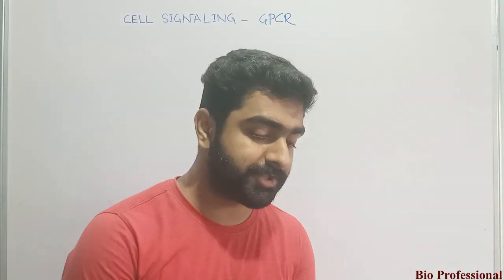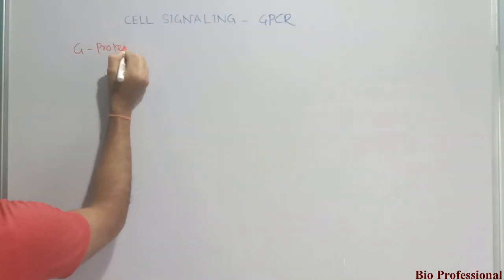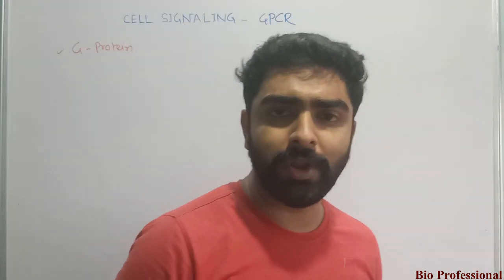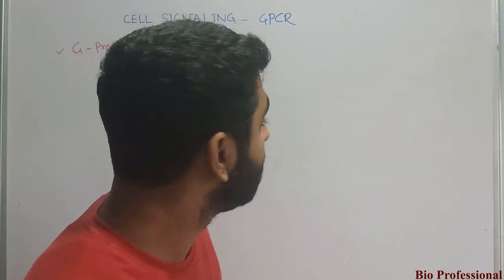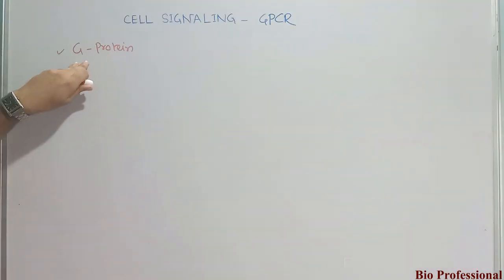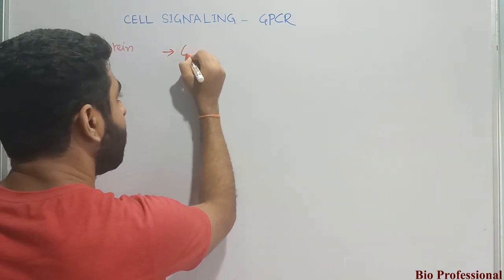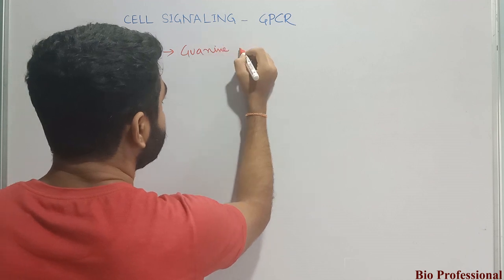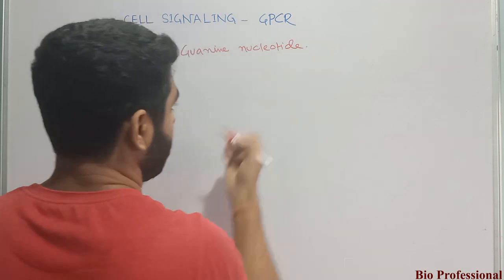Now we will talk about the G protein. Now the question is, why is it called G protein? Can we call any protein a G protein? No, we cannot call all proteins G proteins, because this G protein is named because it is associated with guanine nucleotide. That's why we call it G protein.